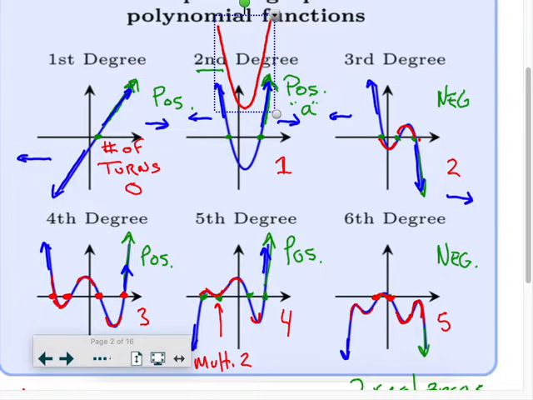I don't know. We have a disagreement here. Anusha? It has 2 zeros regardless, right? And you're calling them complex, right? Because they're not actually crossing the x-axis, and you're absolutely right.